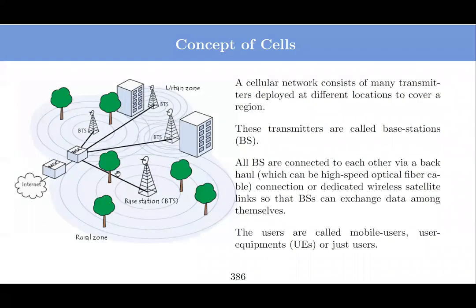So if the user is here, it finds the distance from all the base stations and finds which is the base station which is closest, and the user will connect to that base station. Okay, so all the points, all the locations for which this base station is the closest, they will make the cell of this base station.